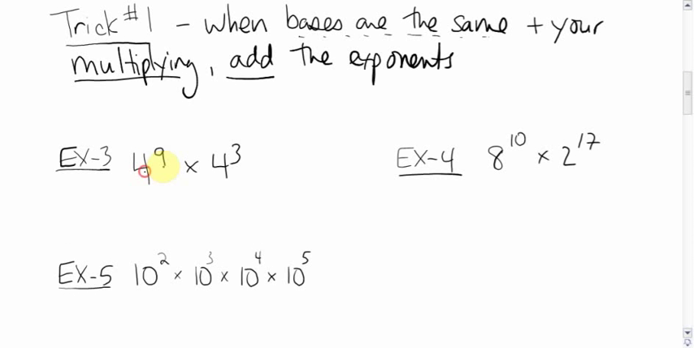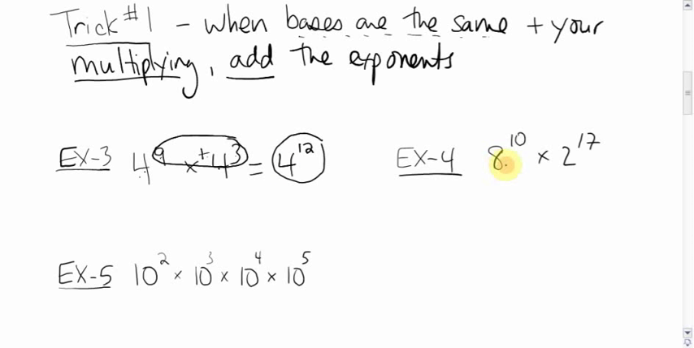The bases are the same, and you're multiplying, you just add the exponents. So this is going to be 4 to the power 9 plus 3, which is 12. 4 to the power 12 is the answer. If you don't believe me, go ahead, do it the long way, and you'll get this answer as well.